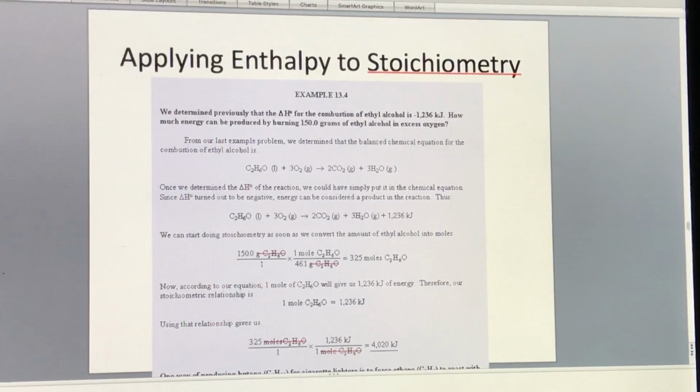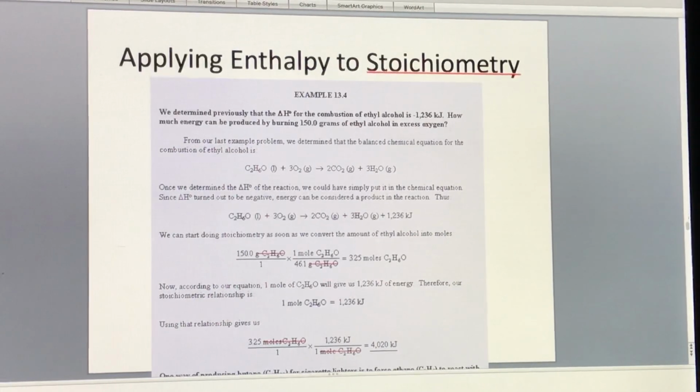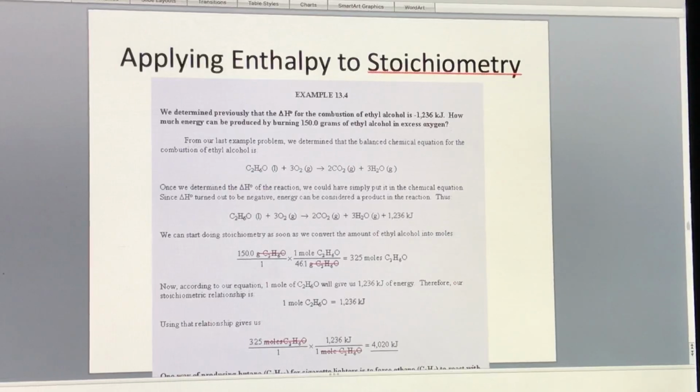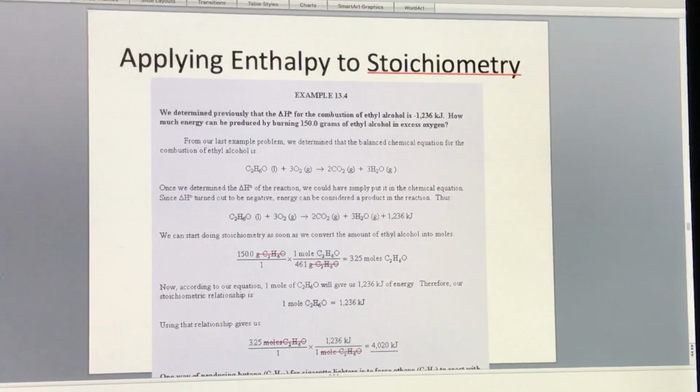And our first example at the bottom of page 465 reads, we determined previously that the change in H, which is at standard conditions, for the combustion of ethyl alcohol is negative 1,236 kilojoules. How much energy can be produced by burning 150.0 grams of ethyl alcohol in excess oxygen?